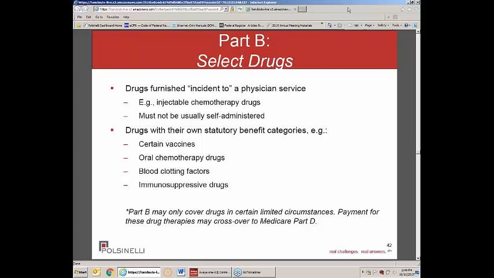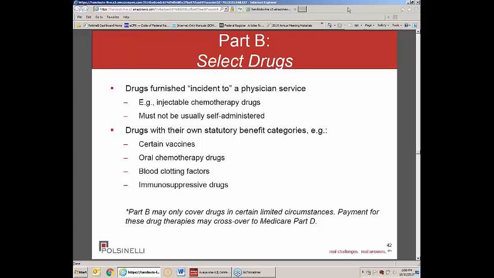When drugs are furnished in a physician office, for example, they're billed as a supply that's furnished incident to the physician's professional service. So a physician might provide a visit. They might sit down with you and take your history and talk to you a bit, and then prescribe a drug. And if it's administered in the physician office, not usually self-administered, it has to be something that needs to be administered in the physician office, then they can bill that as a supply that's furnished incident to their service.